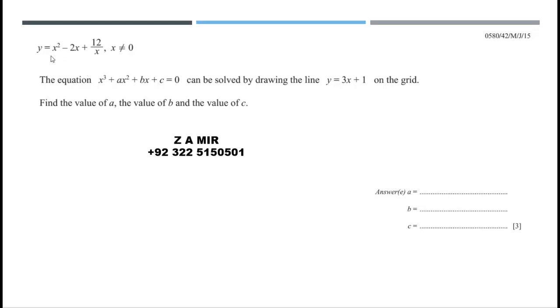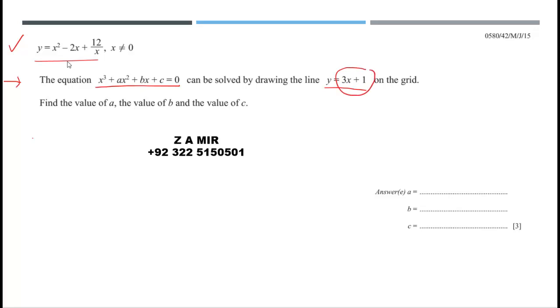In this question, basically this is the graph of the function, and we have already drawn the graph of this function. But in the last part of the question, it is written that this cubic equation can be solved by drawing this straight line on the grid. Let me tell you how. This graph is already drawn in the previous part. And now we have to draw this graph on the same graph paper.